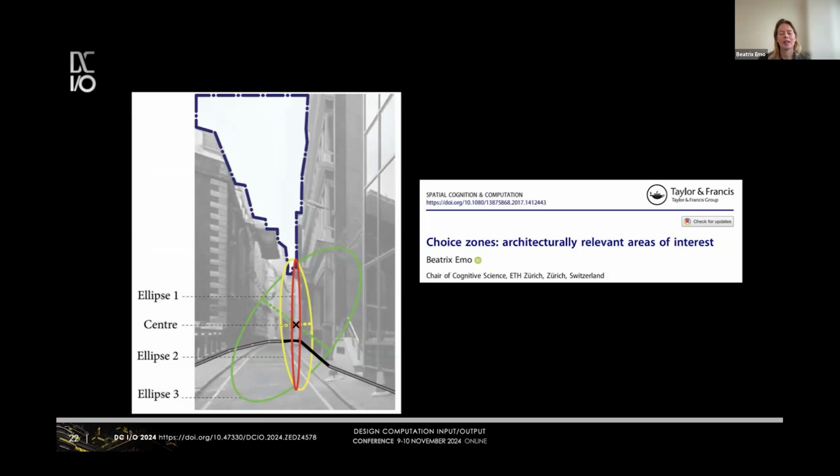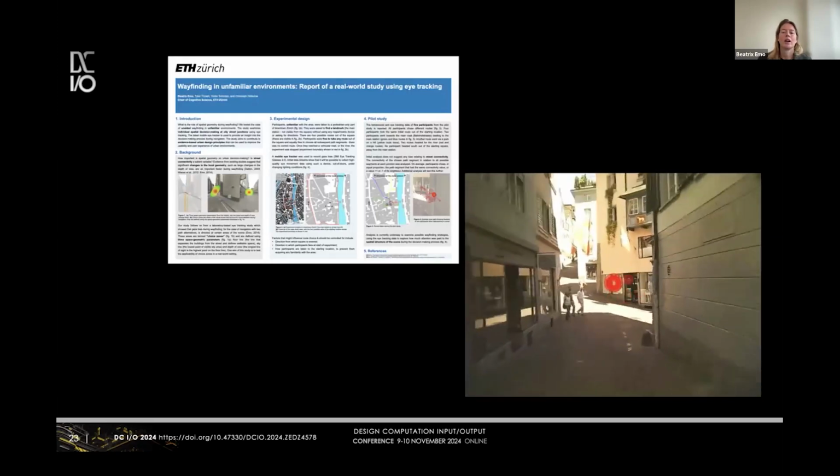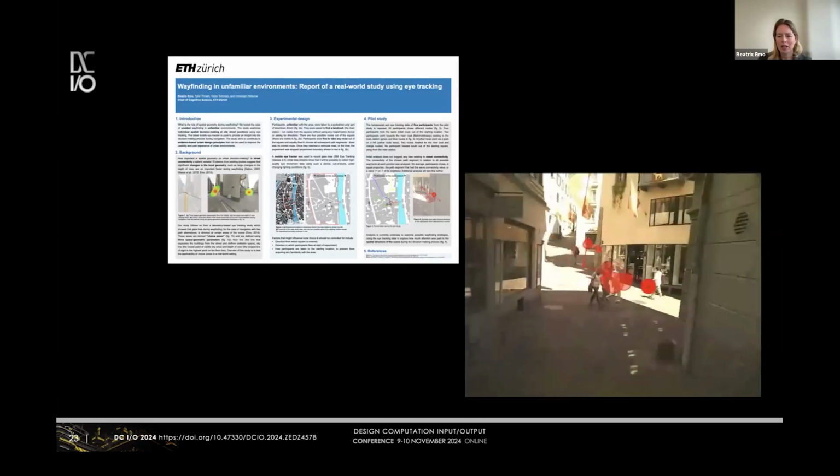So urban areas where they're not familiar with the area. And I came up with this concept of choice zones, which is a spatially geometric defined area defined by how far you can see, so the longest line of sight and the skyline. And this could be one way in which we could predict where people look when they're navigating around cities. And I went on to do a follow-up study outdoors using a mobile eye tracking study.